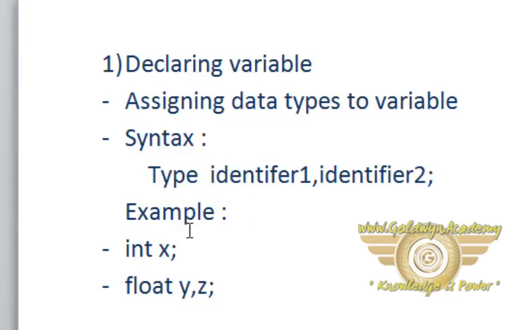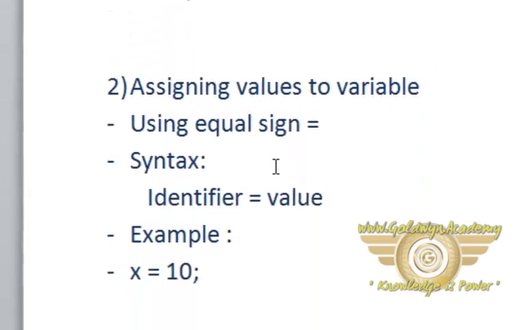Here, this is the example of declaring variables. Here, we have declared the x variable, which belongs to the integer data type. In the same way, we have declared two variables y and z of float data type. Next, assigning values to a variable.